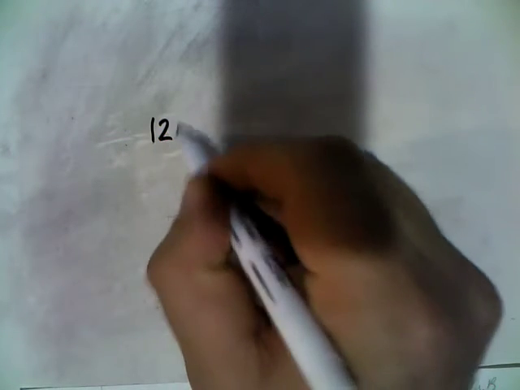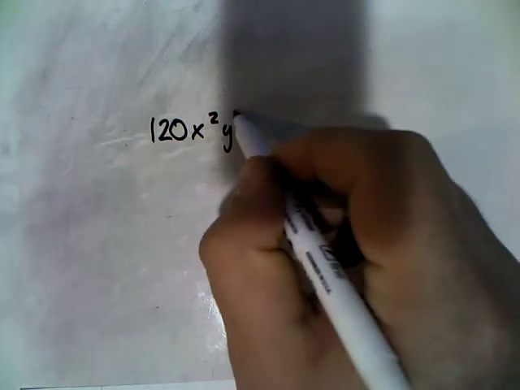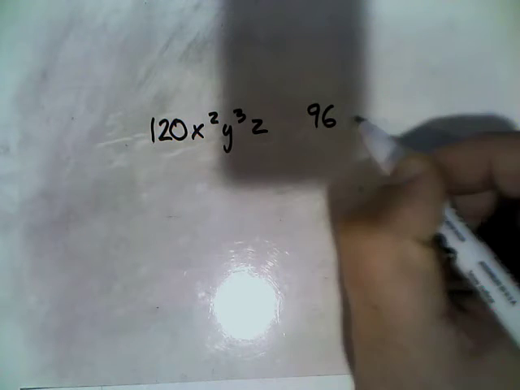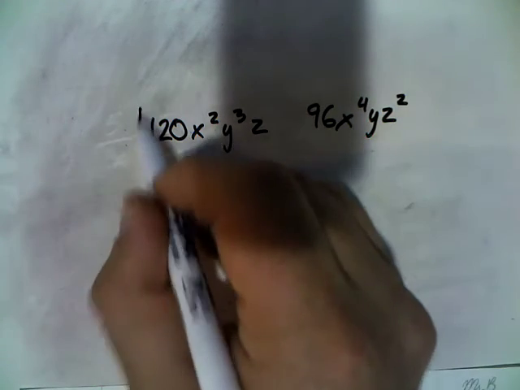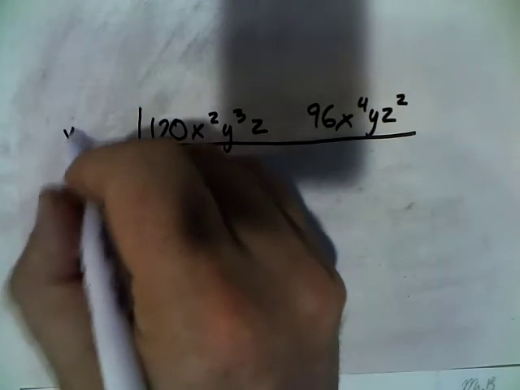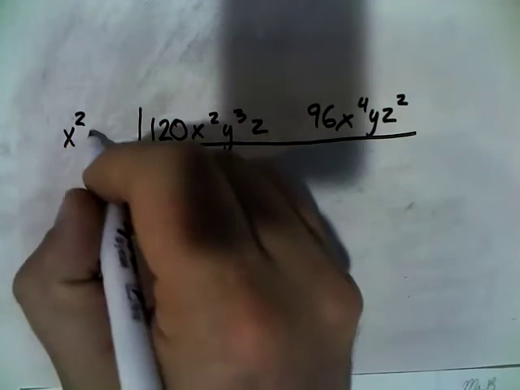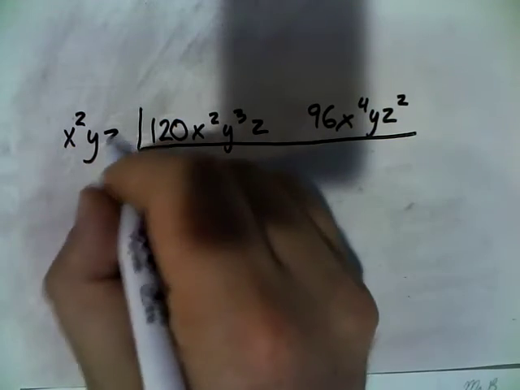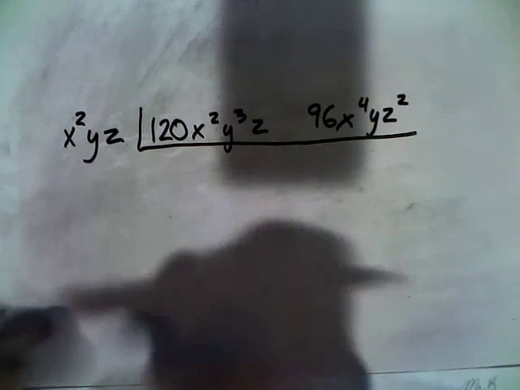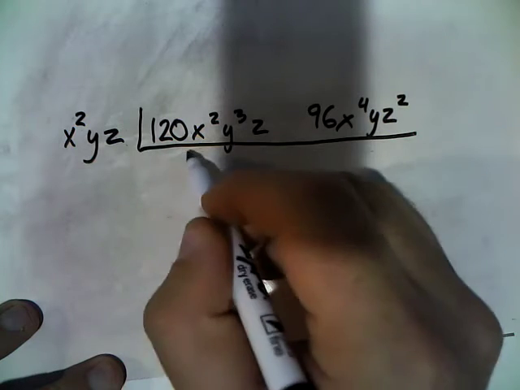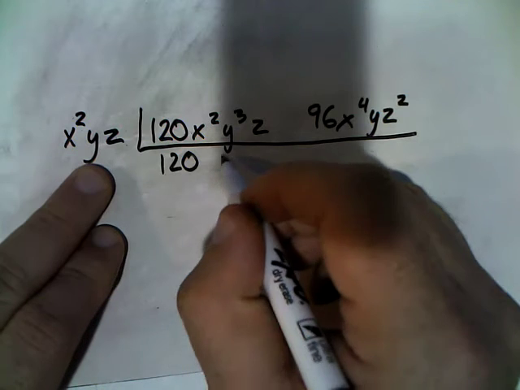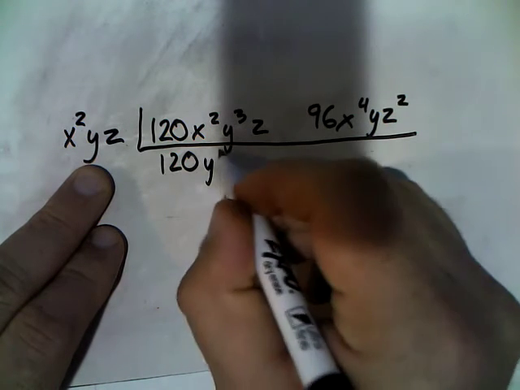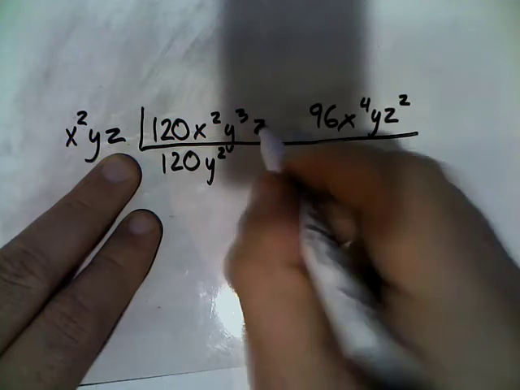So if I took my 120 x squared y cubed z and my 96 x to the 4th y z squared, I might look at this and say, okay, I got an x squared I can pull out, I got a y that I can pull out, I got just a single z I can pull out. And so if we do that then, okay, I'm still going to have my 120, but now my x squareds are gone. I'm going to miss a single y now, so that'll be a y squared. And then my z will be taken out.